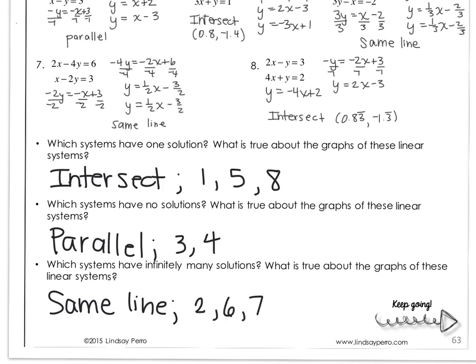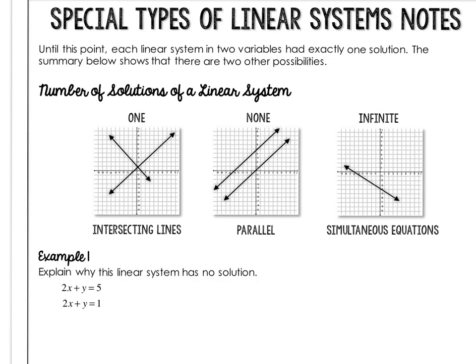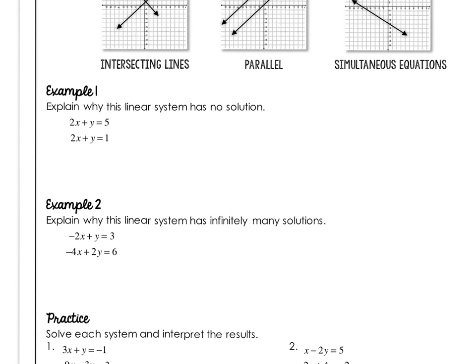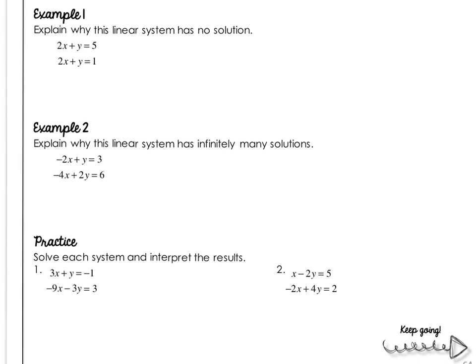All right, moving on to the next page. So to summarize what we just said, everything up to this point has had one solution, but now we are looking at parallel lines that have no solution because they never intersect, and infinite solutions, which is the same line, the lines are on top of each other. So how can we identify those? You can graph them, of course, and see what the graphs look like, or you can use the other strategy of looking for same slope and what is the y-intercept.